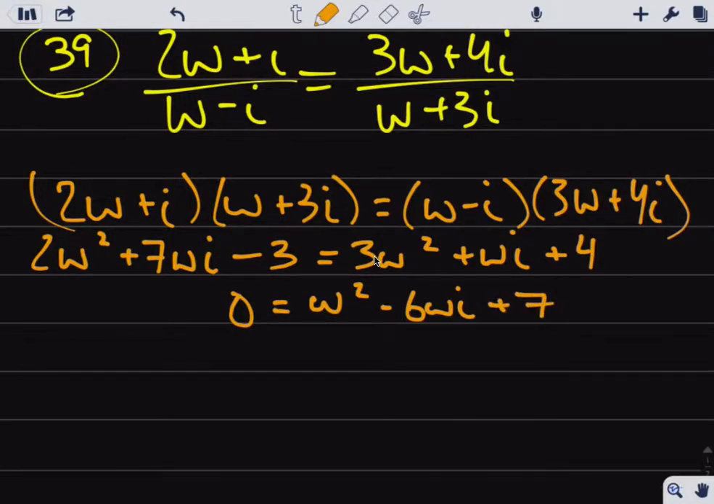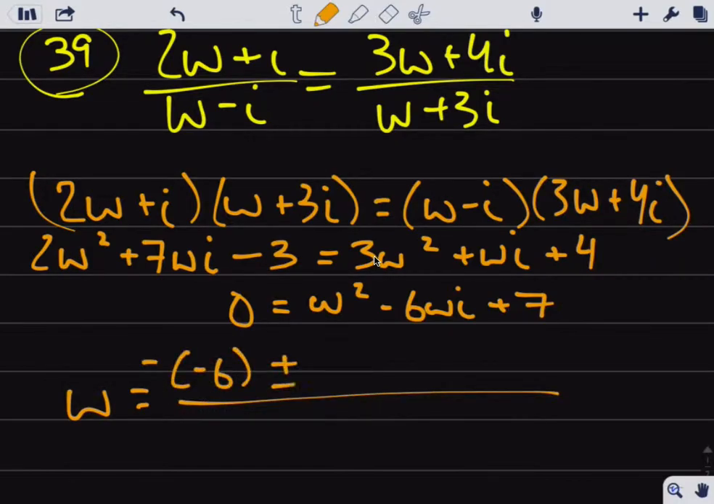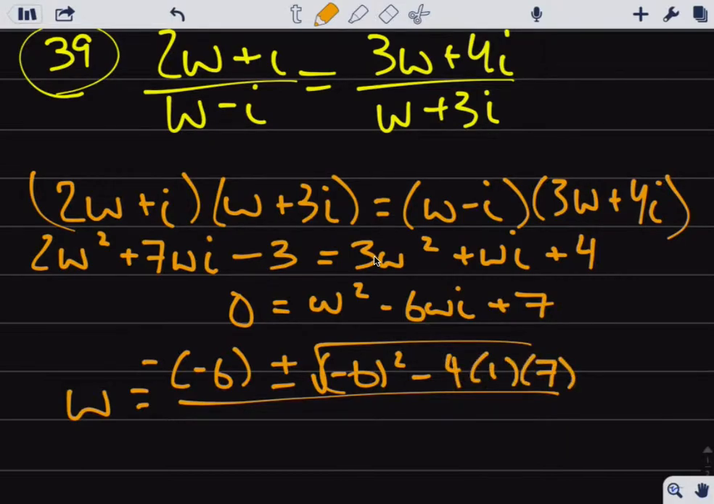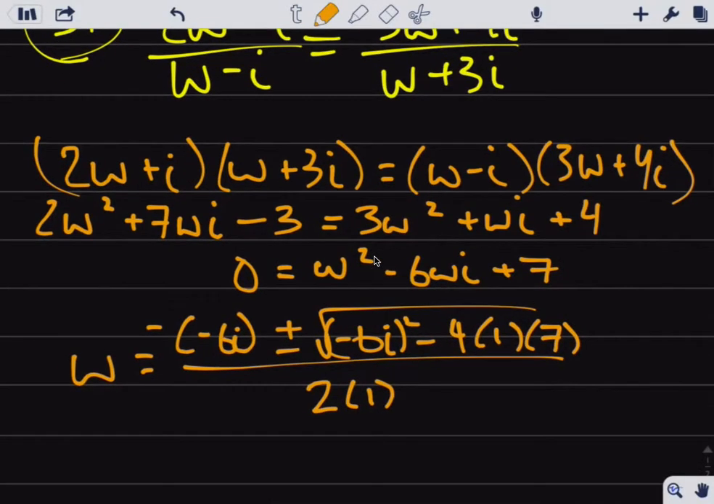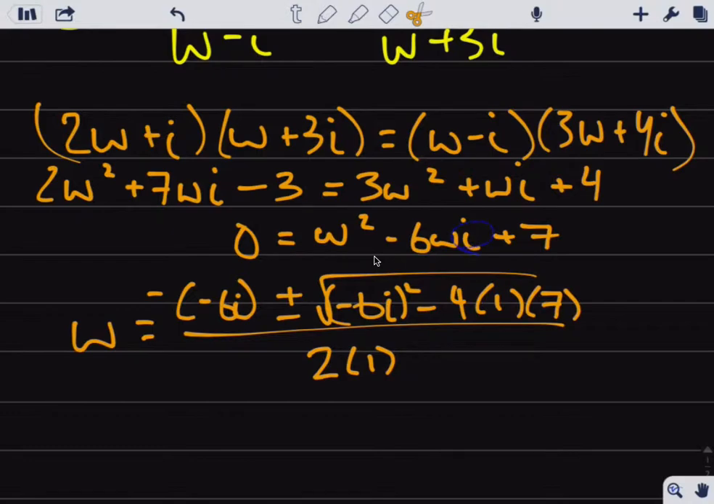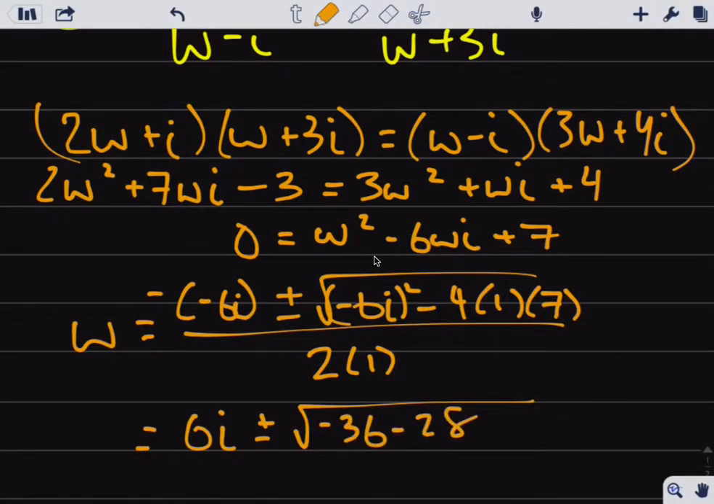Okay, that's not factorable, so we use the quadratic formula. Plus or minus the square root of negative 6i squared minus 4ac, all over 2 times 1. Don't forget the i for the b part. Okay. Alright, so I get 6i plus or minus the square root of 36i squared, or negative 36, minus 28, over 2.